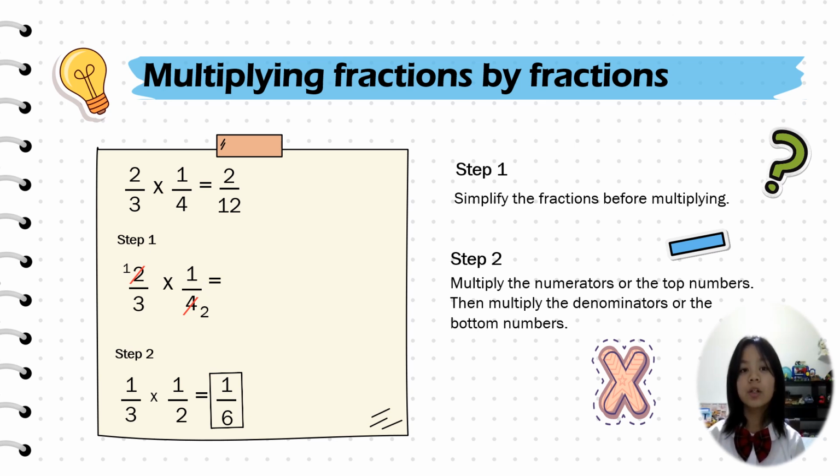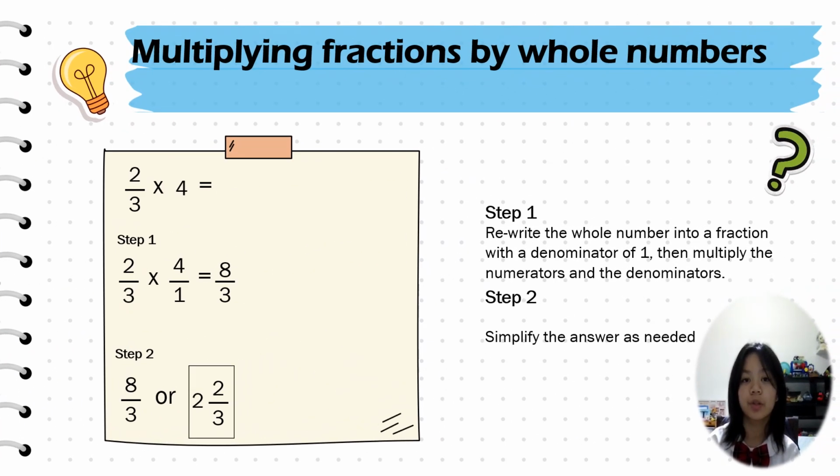For example, 2/3 times 1/4. 2 and 4 can be divided by 2, so we simplify it. 2 divided by 2 is 1, and 4 divided by 2 is 2. Our equation will then be 1/3 times 1/2. 1 times 1 is 1, and 3 times 2 is 6. Our answer is 1/6. If you look at our previous answer, 2/12, it can be simplified to 1/6. So our final answer is 1/6.